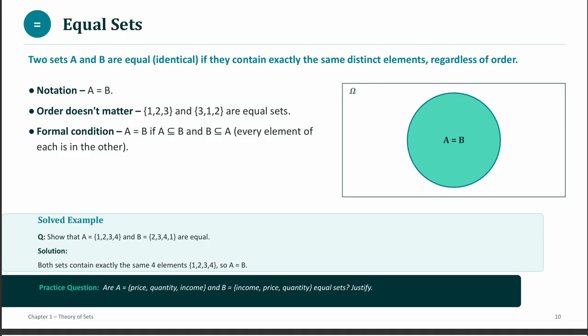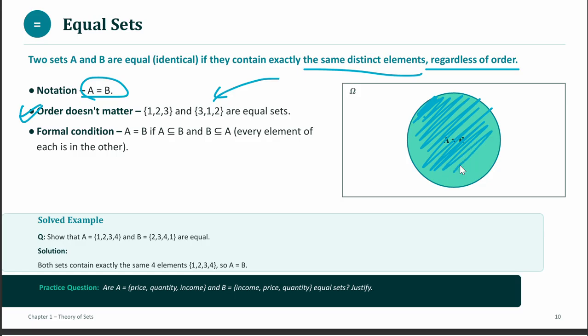Now we come to equal sets. Two sets A and B are equal or identical if they contain exactly the same distinct elements regardless of order. So here order does not matter. What matters is that both the sets A and B have the same distinct elements. If you see this example, 1, 2, 3 and 3, 1, 2, they have the same distinct elements 1, 2 and 3. Order does not matter, so they would be classified as equal sets. We denote equal sets as A equals B. They overlap, so that is why we have depicted them to be equal.